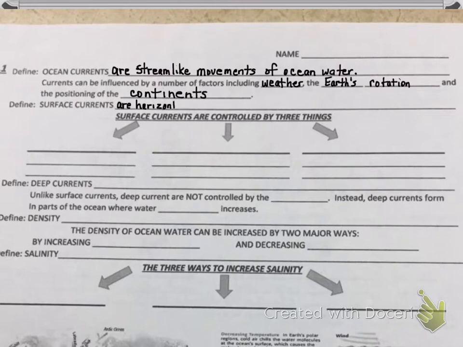Surface currents are the horizontal movements at or near the ocean's surface. And these surface currents are controlled by three things: global winds, the Coriolis effect, and the continental deflections. Now, we did a thinking map on this, so you should have all of this information already.